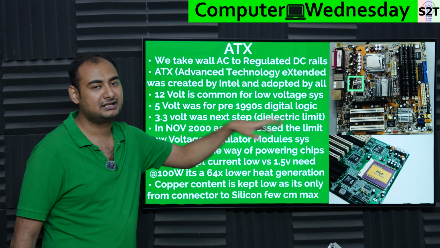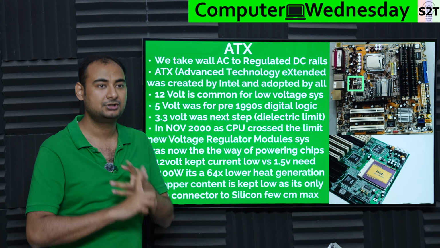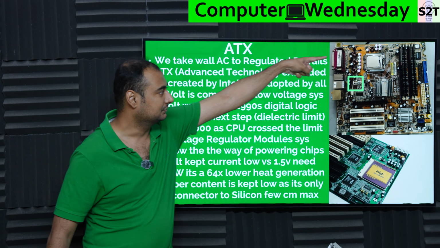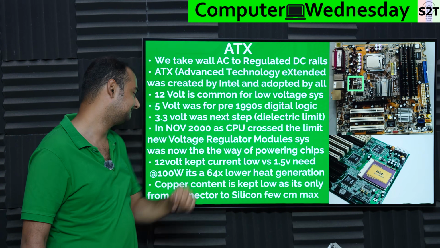And they're like, yeah, we're gonna have 12 volt going into the motherboard, and the motherboard will be responsible for converting that 12 volt to 1.5 volt. So this puppy, the VRM, became a thing in desktop motherboards in 2000.